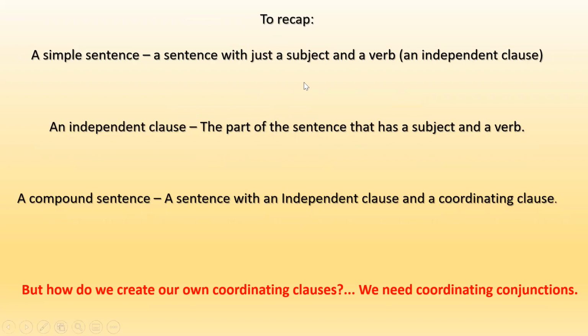Before we do that, let's quickly recap. A simple sentence is a sentence with a subject and a verb. An independent clause is the part of the sentence that has a subject and a verb and it makes sense all by itself. A compound sentence is a sentence with an independent clause and a coordinating clause. But the only thing that we haven't really looked at yet is how we go about making coordinating clauses. So that's what we need to do now.